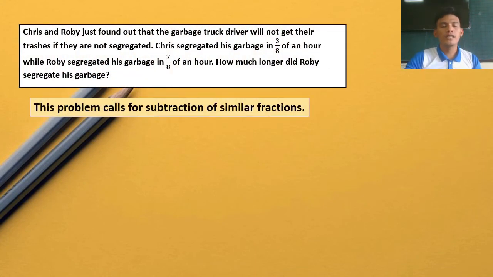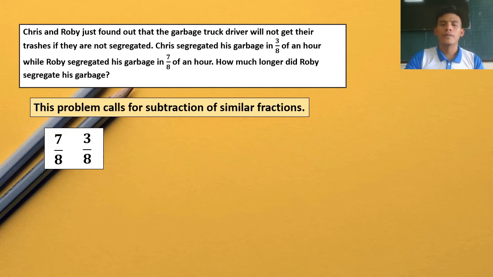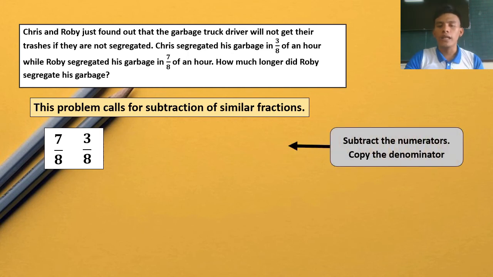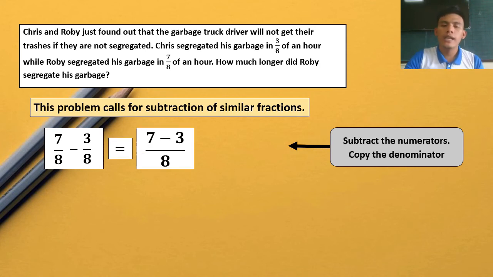subtraction. This problem calls for subtraction of similar fractions because 3 over 8 and 7 over 8 are both similar fractions. 7 over 8 minus 3 over 8, subtract the numerators and copy the denominator. 7 minus 3 is 4, and copy the denominator of 8. And that's why our answer is 4 over 8.